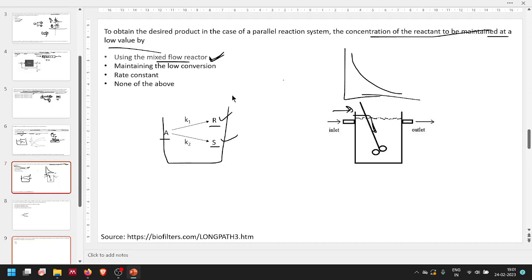Maintaining low conversion is difficult, as you can see in parallel reaction schemes. In parallel reaction schemes, the conversion for either of the reactions can be more or less, because of which controlling the conversion rate can be difficult. That's why using the mixed flow reactor scheme is a better option.